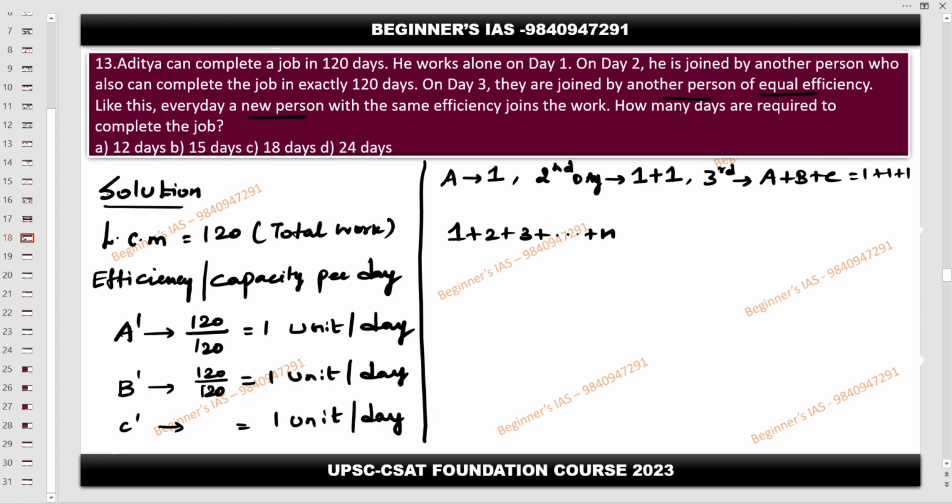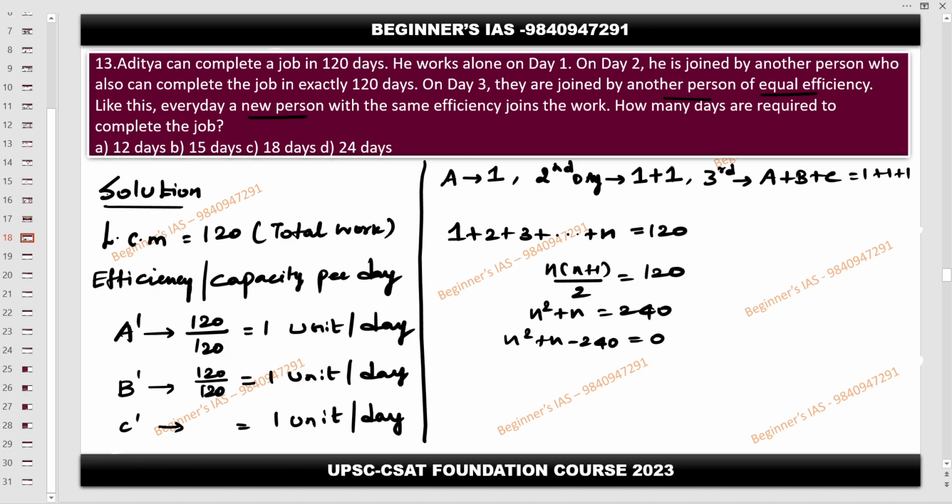That n days we don't know, but the overall work is completed in 120 days. You know the basic formula, this formula is in your 9th standard. The sum of n natural numbers is nothing but n into n plus 1 by 2, which is equal to 120. Then n square plus n is equal to 240. Then n square plus n minus 240 is equal to 0.